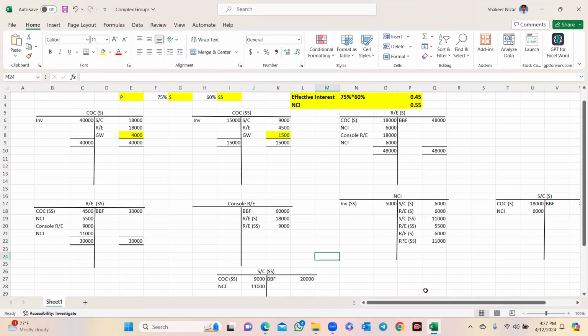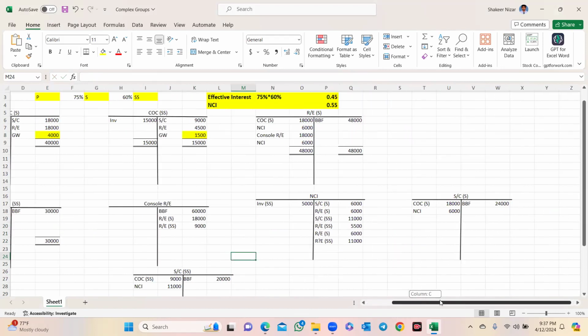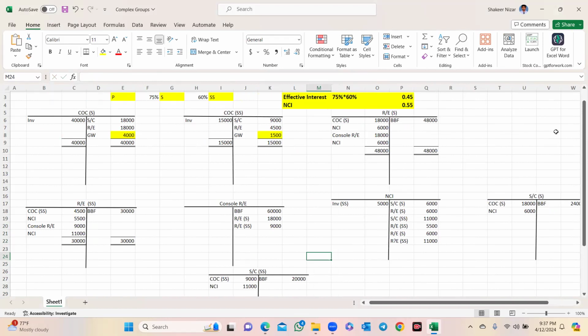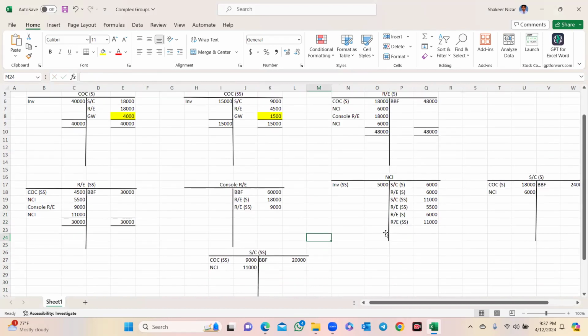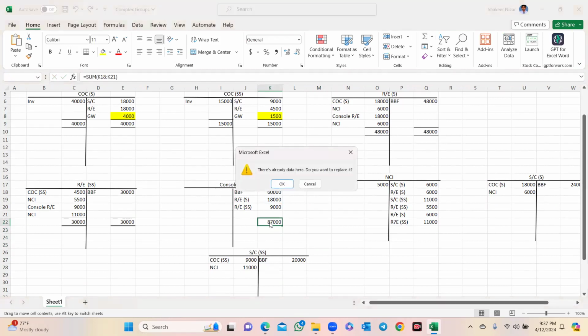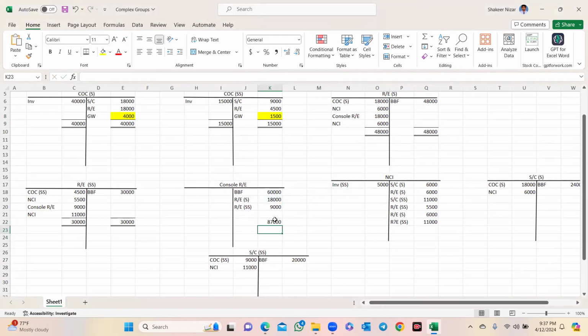For these accounts, the stated capital account is closed. Nothing else, we can just balance the consolidated retained earnings account. Consolidated retained earnings, how much is that? 87,000. I'm not going to write it, because we don't have any debit balances in there.